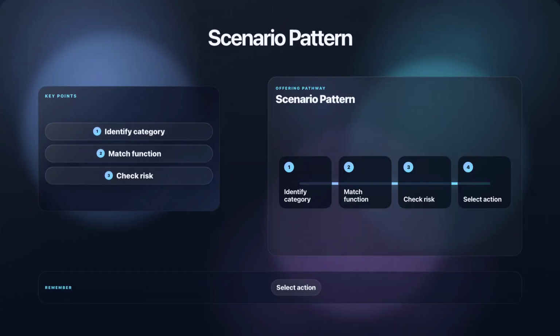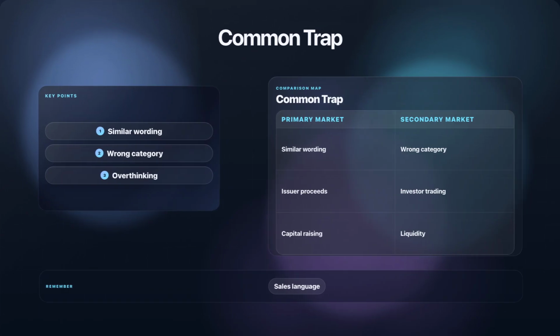A typical scenario gives you a few facts and asks for the best interpretation or action. Do not start with the answer choices. First, classify the situation. Then connect it to the rule, product, participant, or market function being tested. The most common trap is treating every exemption as if it works the same way.